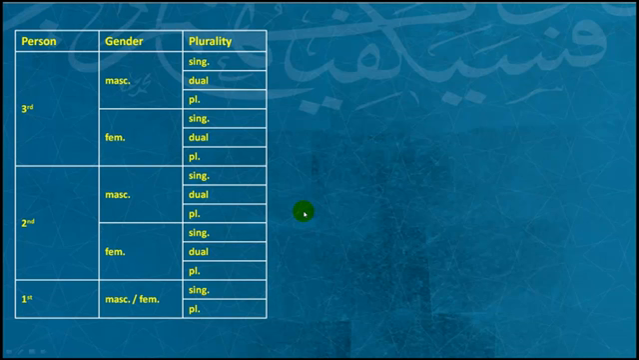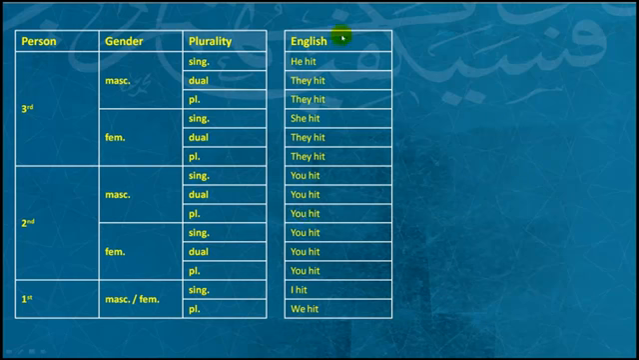If we use the verb to hit as an example, the English translation would look something like this. He hit, they hit, they hit. She hit, they hit, they hit. You hit, you hit, you hit. You hit, you hit, you hit. I hit, we hit. And I think it's useful when you're starting off to chunk the conjugation tables into 3-3, 3-3, 2. So the masculine third persons, then the feminine third persons. Then the masculine second persons, then feminine second persons, and then the first persons. So 3-3, 3-3, 2.